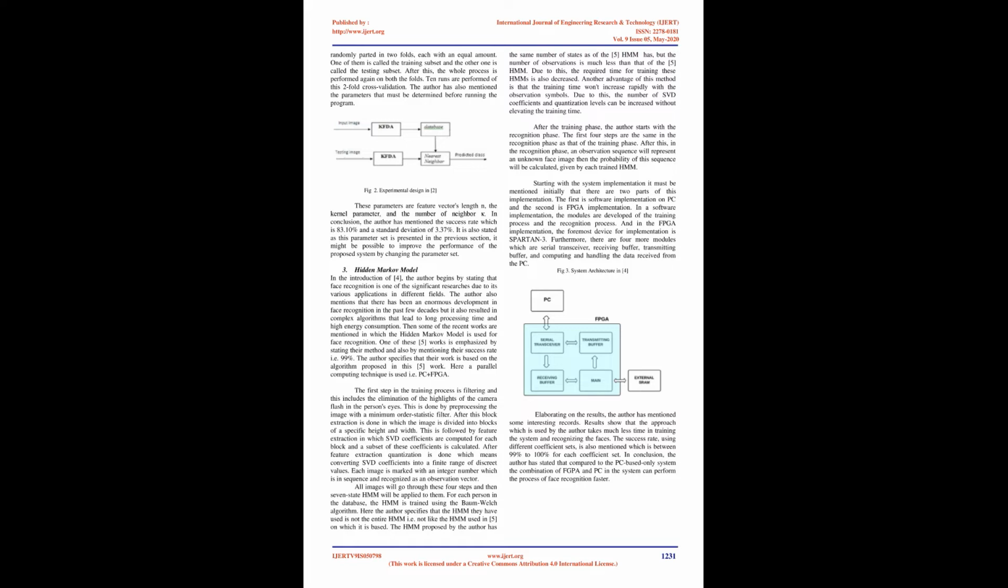The first step in the training process is filtering, and this includes the elimination of the highlights of the camera flash in the person's eyes. This is done by pre-processing the image with a minimum order statistic filter. After this, block extraction is done, in which the image is divided into blocks of a specific height and width.